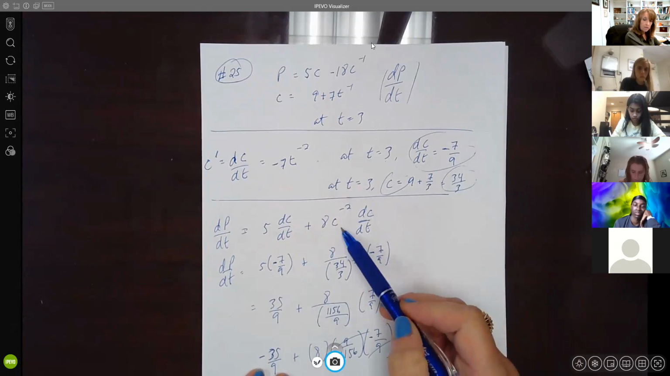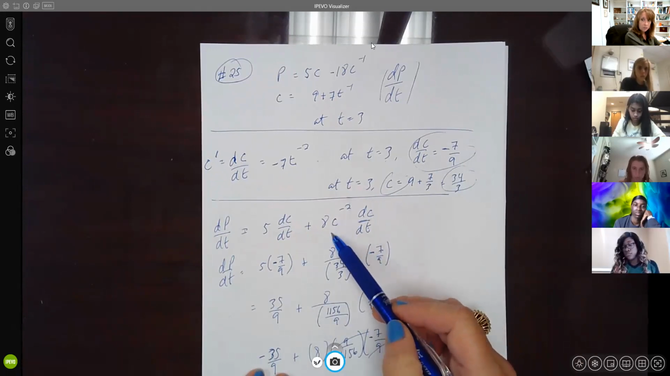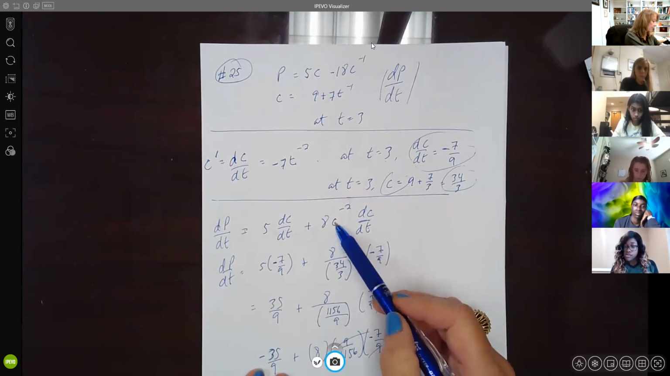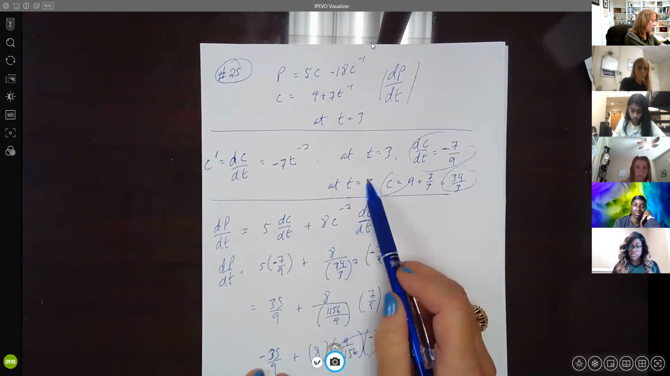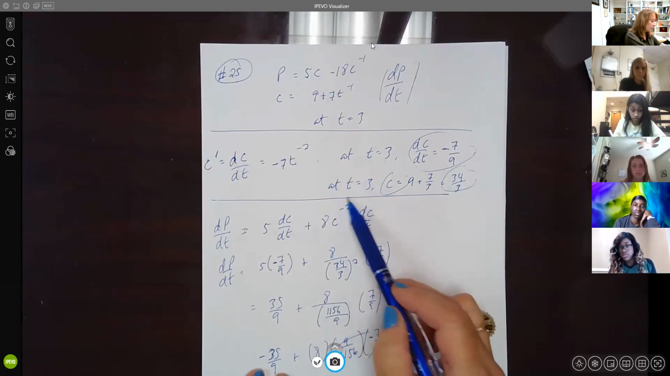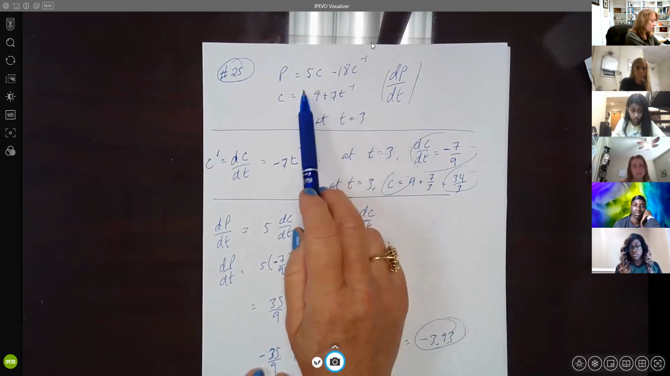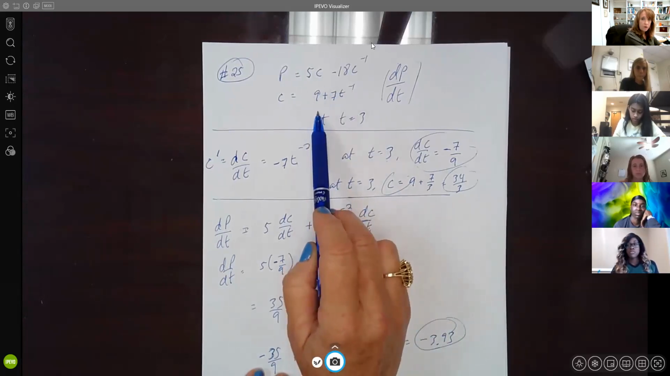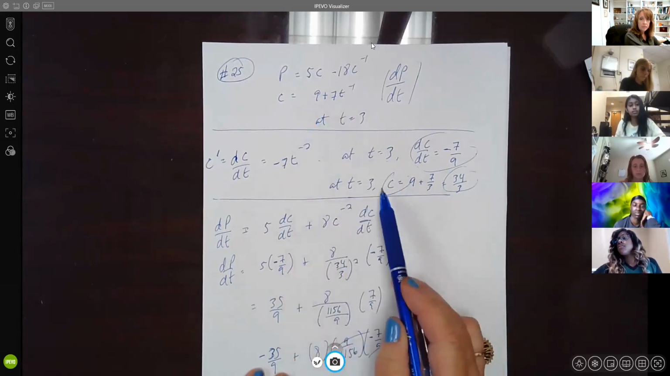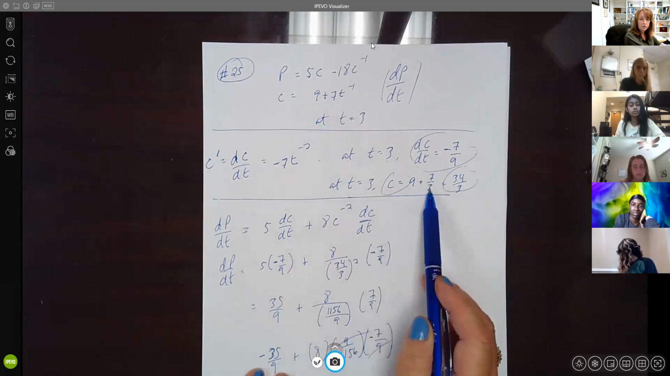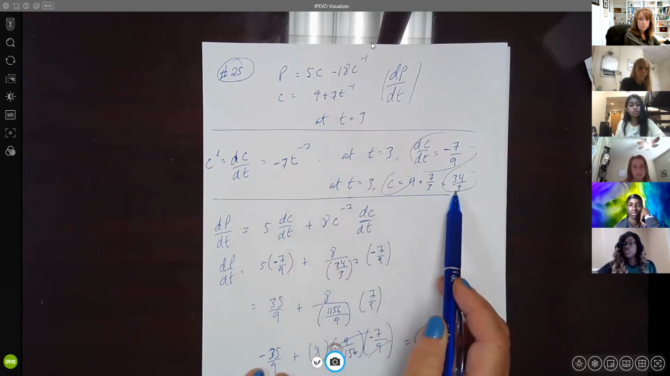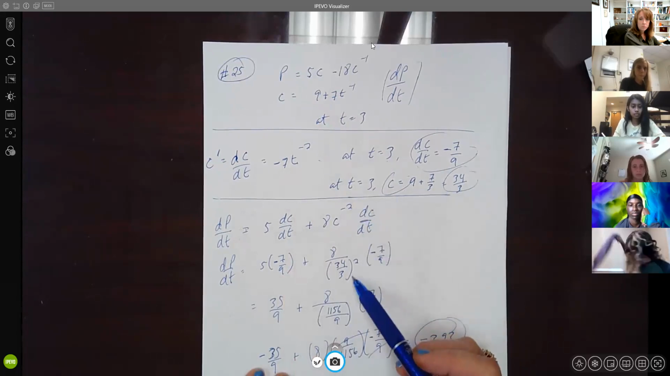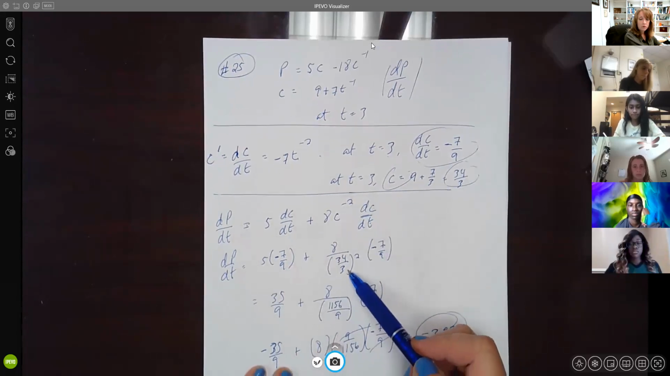But now I have this extra C here. So you need to know, well, what is C? If you take t equals 3 and you plug it into your C function, you have a value for C. C equals 9 plus 7/3, which is 34/3. So I'm just plugging that in right here.